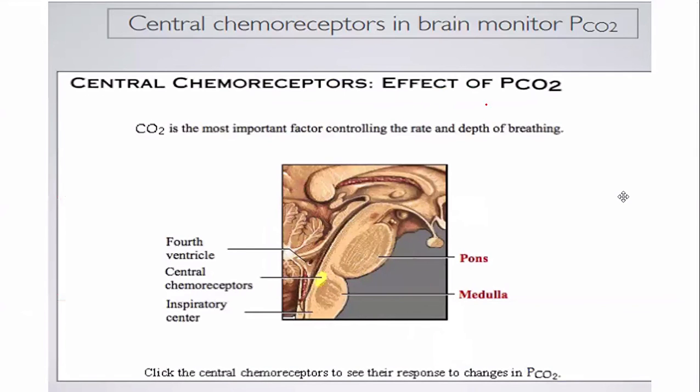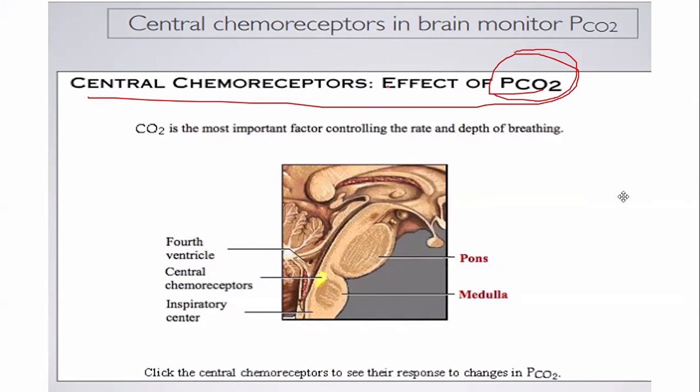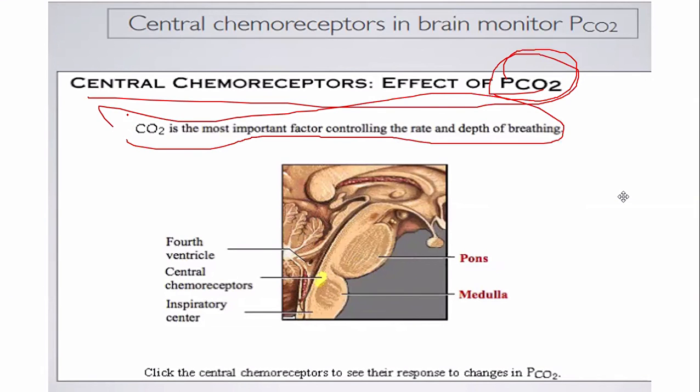So, central chemoreceptors, effect of PCO2. The peripheral chemoreceptors respond to changes in oxygen and carbon dioxide, but the central chemoreceptors are responsive only to carbon dioxide. Therefore, carbon dioxide is the most important in controlling the rate and depth of breathing. In our exam, it may ask which is more important in controlling the rate and depth of breathing, carbon dioxide or oxygen? The answer is carbon dioxide.